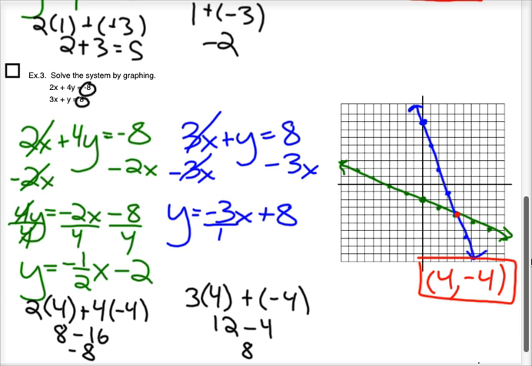So for these, as you can see, my solution is that point. All that work I just wrote out in black, that is checking my work. All right? So that's not your answer. Your answer is that 4, negative 4. You're looking for the point of intersection, the point where they cross at. I just like to go back and double check all my work to make sure that I did it properly.